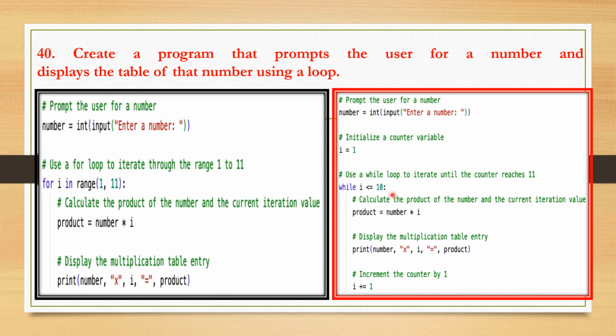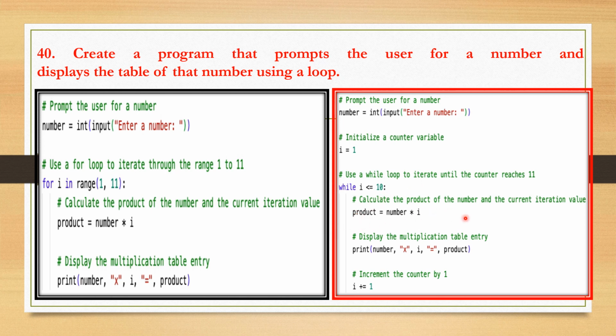The next solution is using while. So here we will start by prompting the user to enter a number using this input function, and this int function is used to convert the user input from a string to integer, and this entered number is then stored in a number variable. So we'll use a while loop with the condition i <= 10 to iterate until the counter reaches 11, which ensures that the loop will execute 10 times, corresponding to the range of 1 to 10. And inside this loop, we calculate the product of the number and the current iteration value and store it in a product variable.